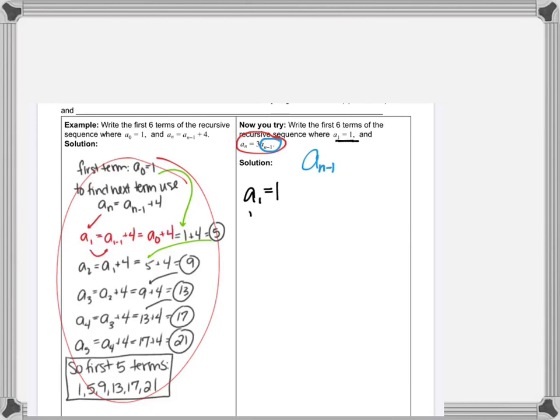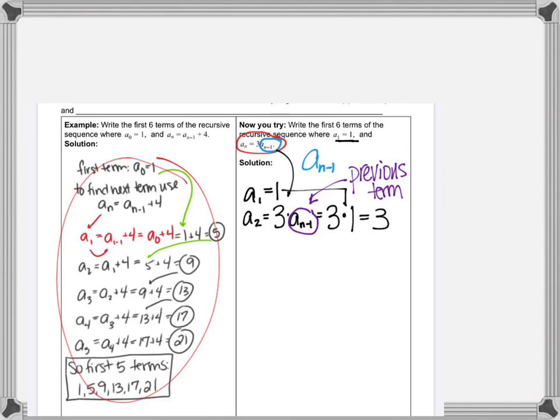All right, and then we're going to find A2 by subbing in. I'm going to write this formula one more time. 3 times a sub n minus 1. Now I'm not going to do this every time, but n minus 1, a sub n minus 1, we can really just think about this as the previous term. All right, so A1 is our previous term here, and I'm going to do 3 times A1. So 3 times 1 is 3. So this would be A2.